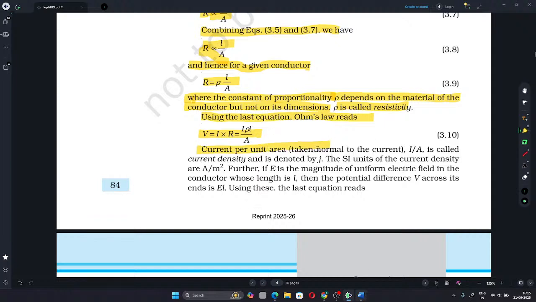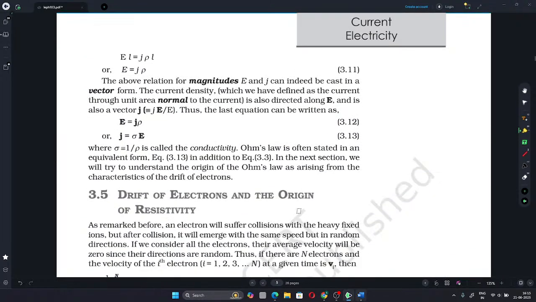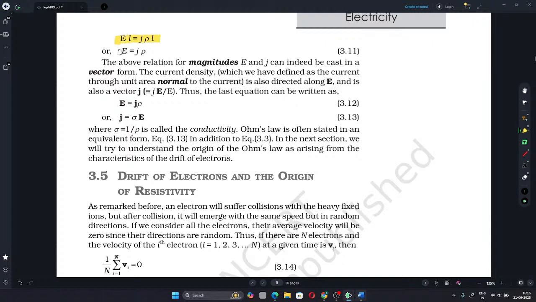Current per unit area taken normal to the current, I by A, is called current density and is denoted by J. The SI unit of current density is ampere per meter square. Further, if E is the magnitude of the uniform electric field in the conductor whose length is L, the potential difference V across its ends is EL. Using this, the last equation reads EL equals I by A times rho L, which is J rho L, so E equals J rho.